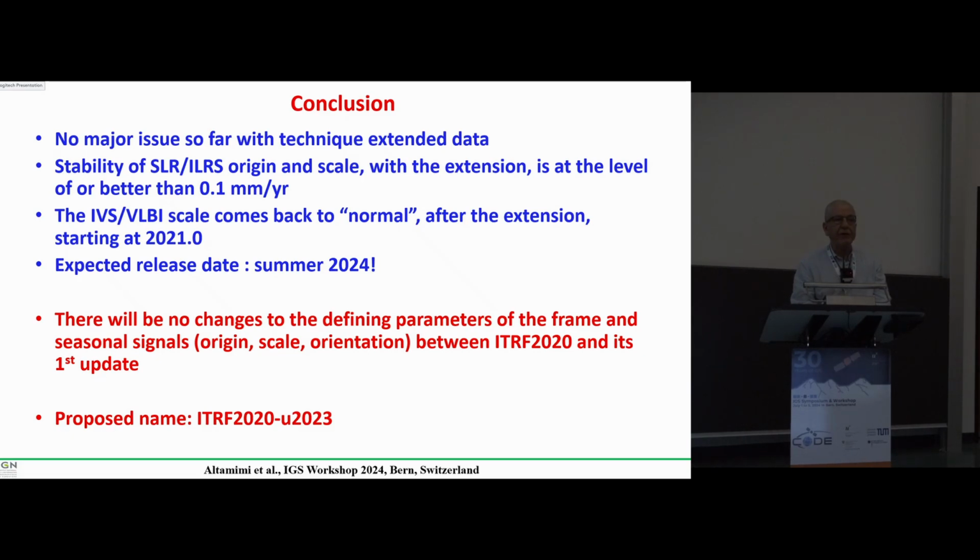When you have a new baby, you have to give it a name. So we propose to name it ITRF 2020 U 2023. U for update. 2023 means that we will use the full data up to the end of that year. So I hope this new name that we will give to the update will not create any problem. But keep in mind, we will keep the same frame in origin, scale, orientation.